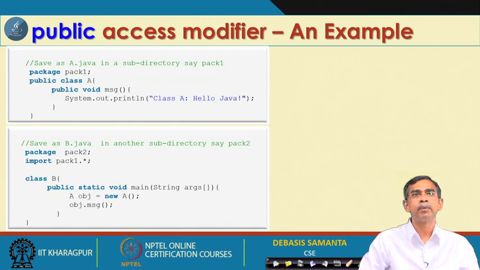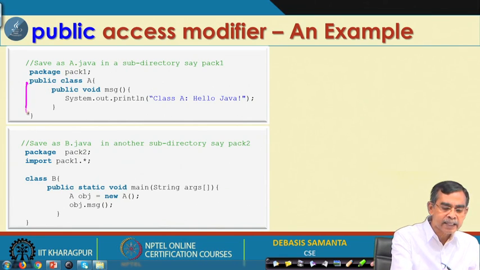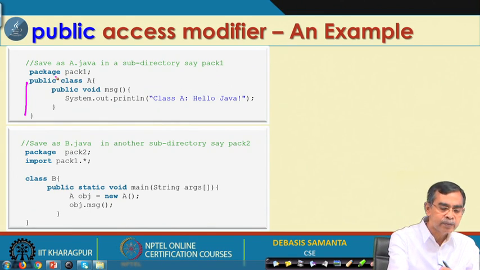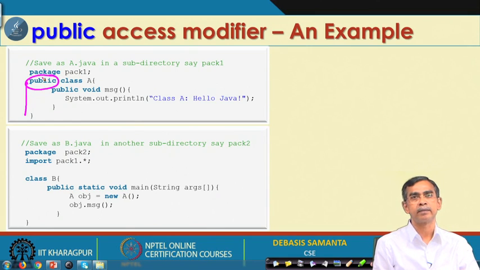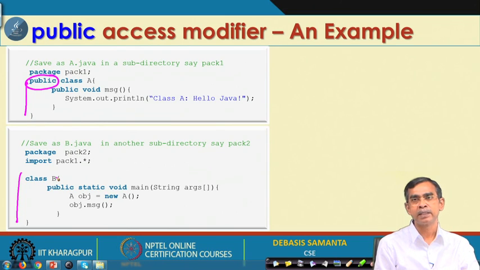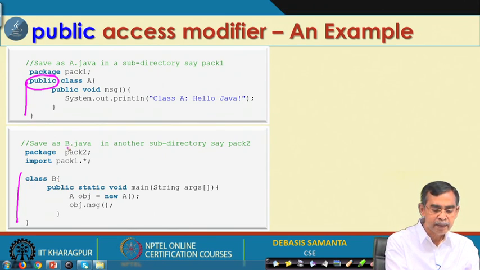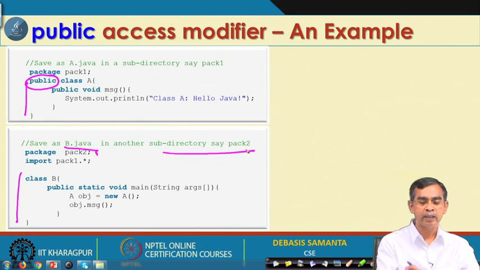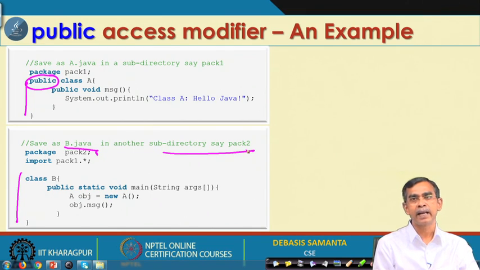Now, let us consider a simple example first. Here, this is the class A, declared in a.java in a subdirectory, say pack1, and here we can see we have declared the class A as public. And now, another class B, which has the default access specifier, is saved as b.java in another directory, say pack2. So, there are two classes, class A and class B, both belonging to different directories, whereas class A has the public access specifier.